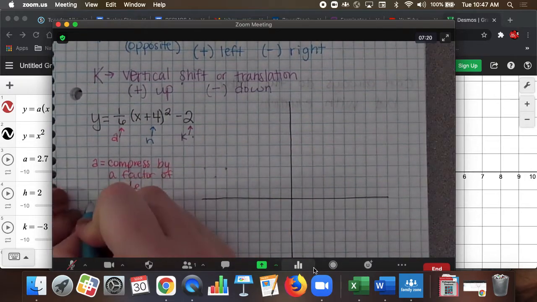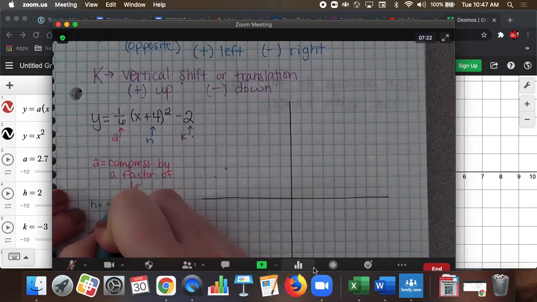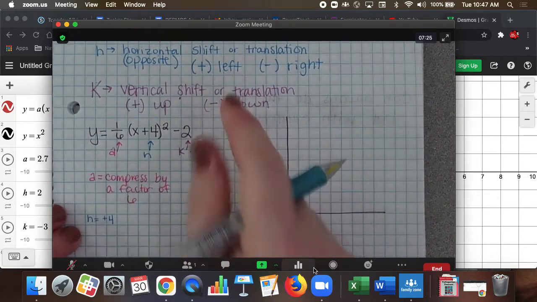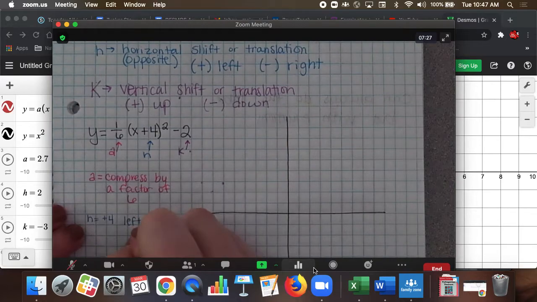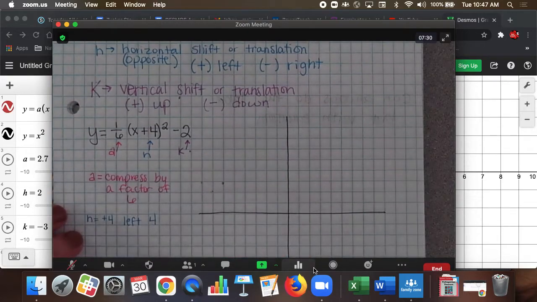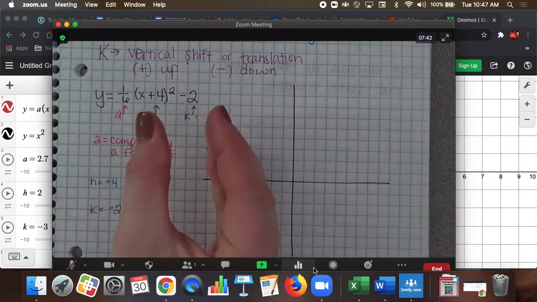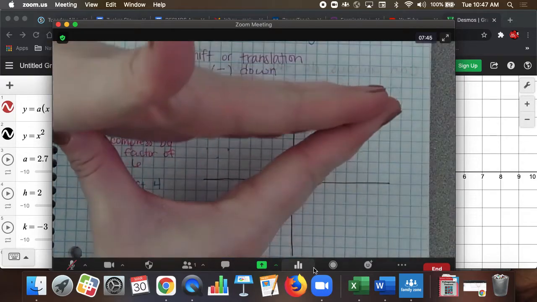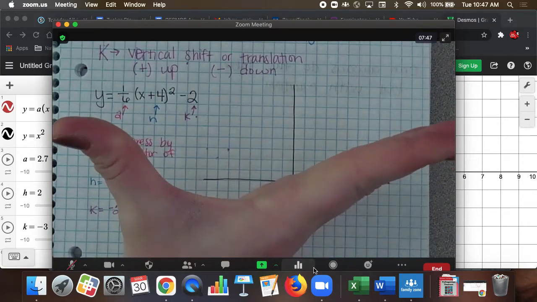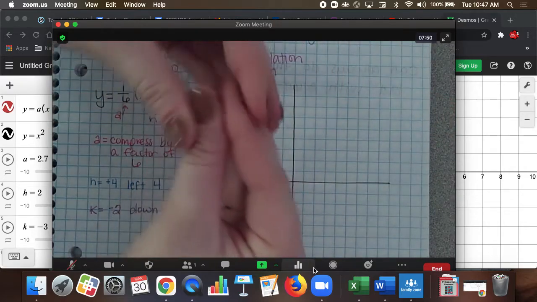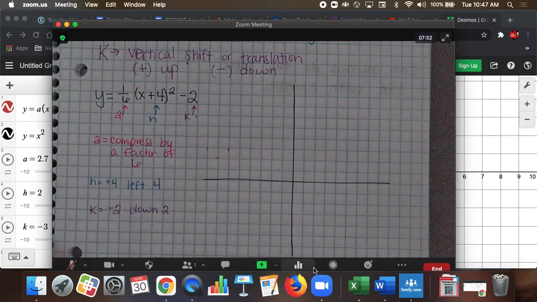The H is positive 4, and so it's the opposite, so we're going to move left 4. And the K is negative 2, so we're going to move down 2. Now, you can't compress or stretch first. Remember, compressing is like squishing Play-Doh, making it wider, whereas if I stretch it, it's making it skinnier. So you have to compress it after you find the vertex.